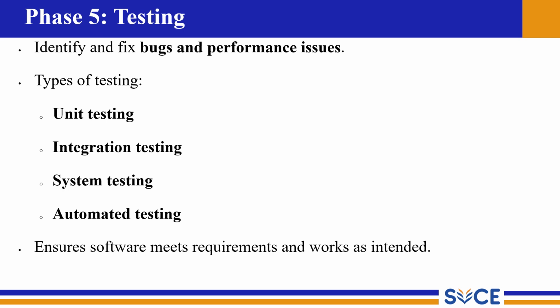Once coding is done, the next step is testing. Testing ensures the software meets the original requirements and works as expected. This phase identifies and fixes bugs, errors, and performance issues before deployment. Common testing types include unit testing, which tests the individual modules.